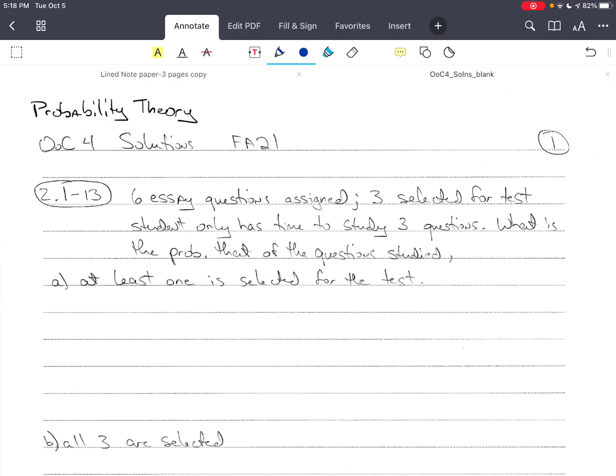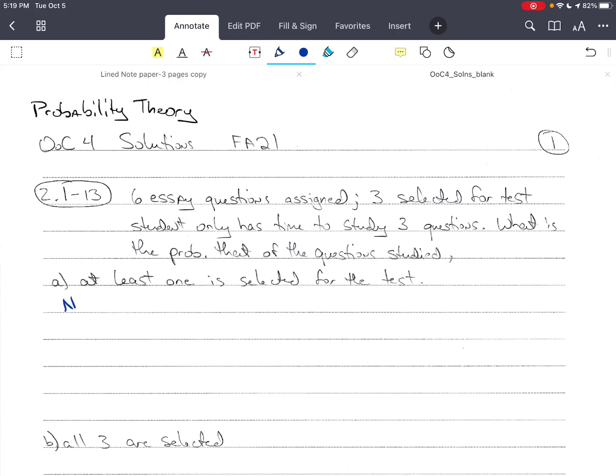Now, 3 of these are going to be selected for a test. The student only has time to study 3 questions. So we want to find out the probability that of the questions studied, at least one is selected for the test. Now, we're going to be selecting without replacement because it doesn't make sense for the same question to be assigned twice or 3 times, right?